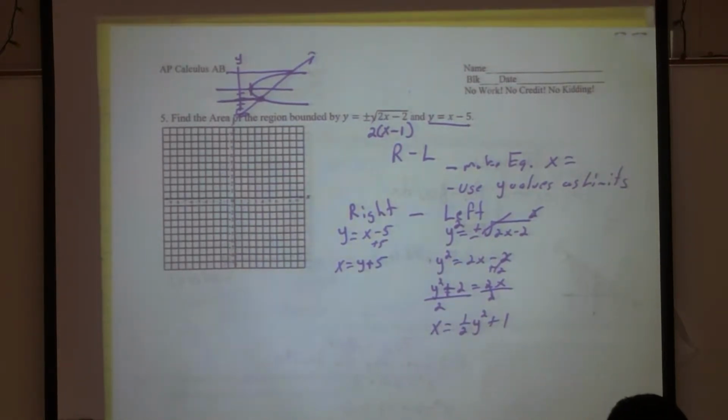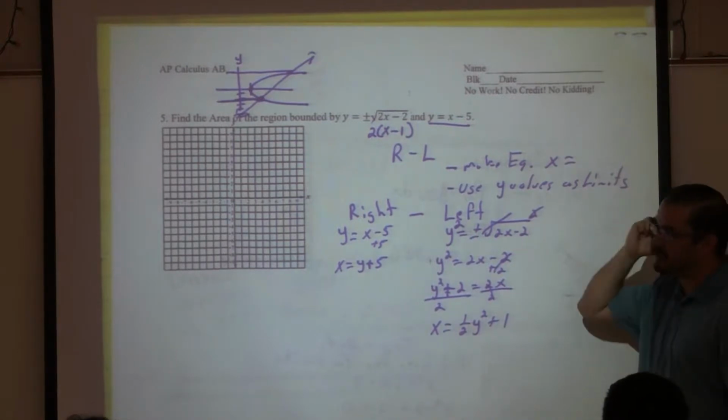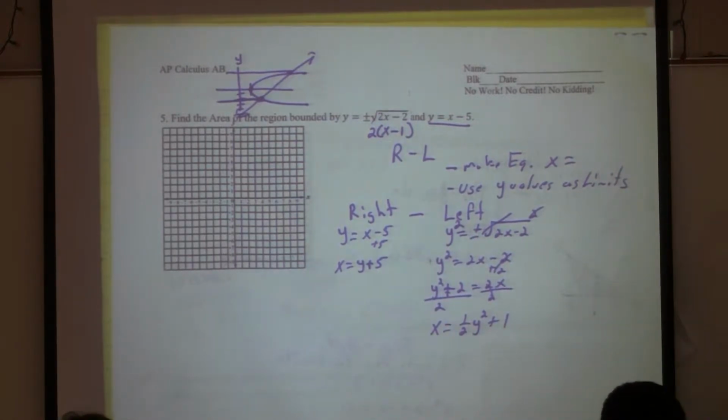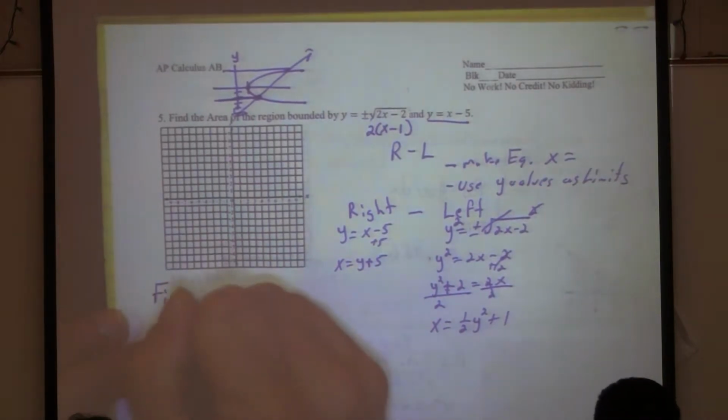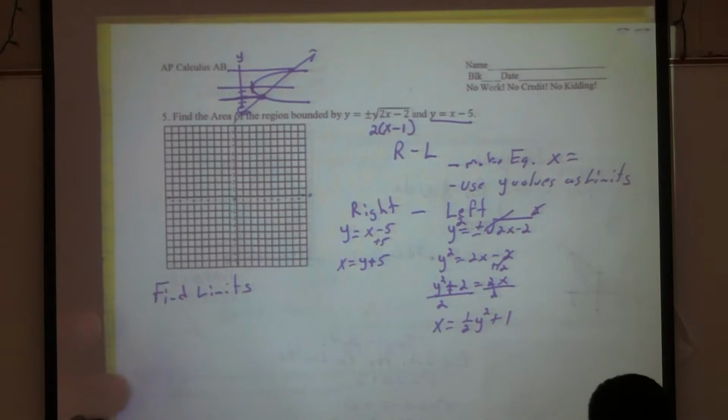Are we okay? Alright. So far so good. Next thing is to find our y values to use as limits. That's going to be where these two guys are intersecting. How do we find those? Make them equal to each other, right?